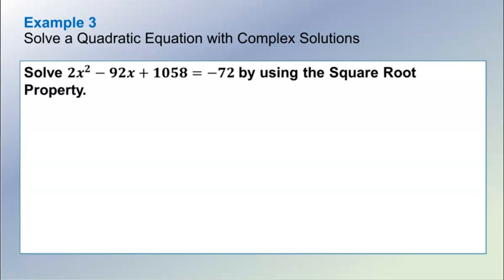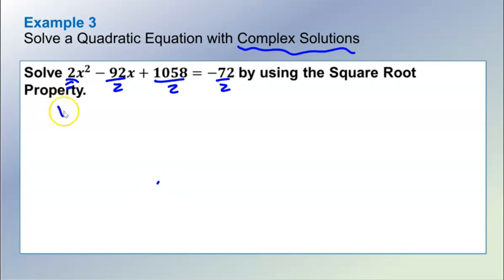And our final example. Here we're going to have complex solutions. That means part of the answer is going to be real and the other part is going to be imaginary. So here we have 2x squared minus 92x plus 1058 equaling a negative 36. Now the first thing I want to do is make sure this is just a plain 1x squared. So to do that, I'm going to divide everything by 2. When I do that on both sides, it has the same value, but I'm just reducing the whole equation so I have smaller numbers.